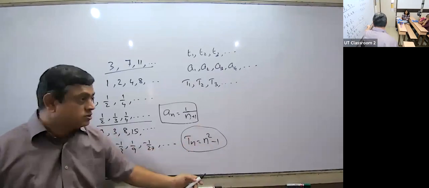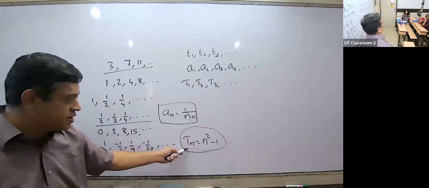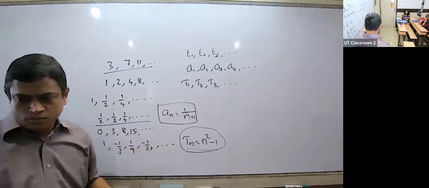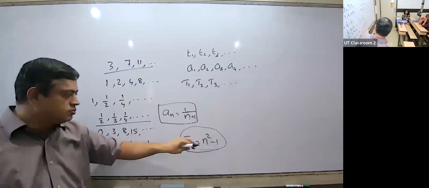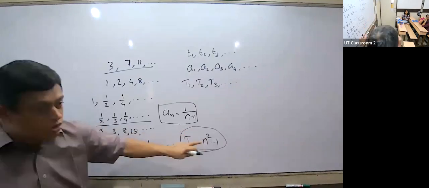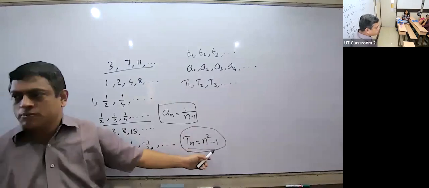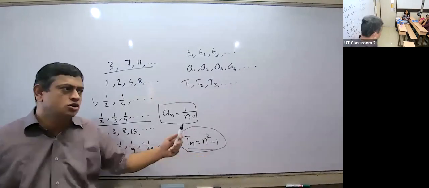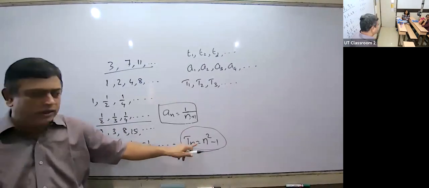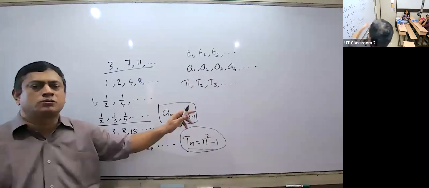Yes, sir. So this is called the general term or nth term. What is the meaning of general term or nth term? If we put a value for that variable, you will get a particular term. If it is find the fifth term, just replace n equal to 5. So T5 is equal to how much? 5 square minus 1, 24.